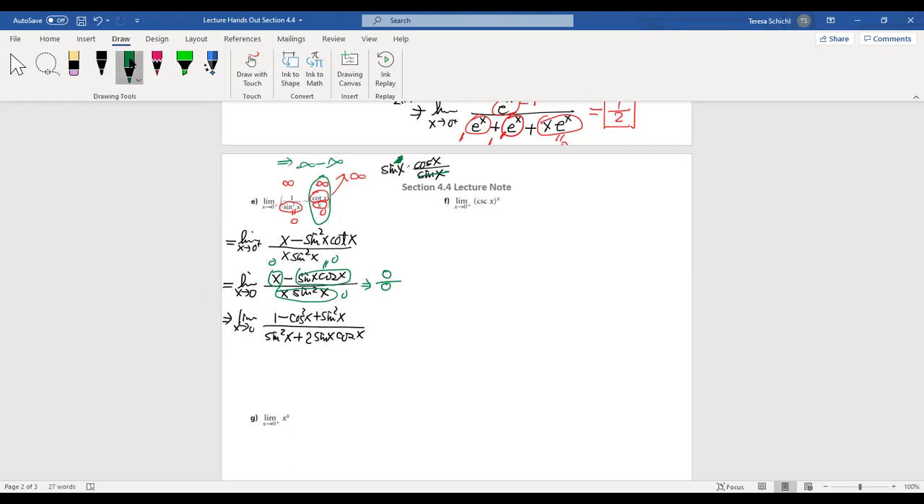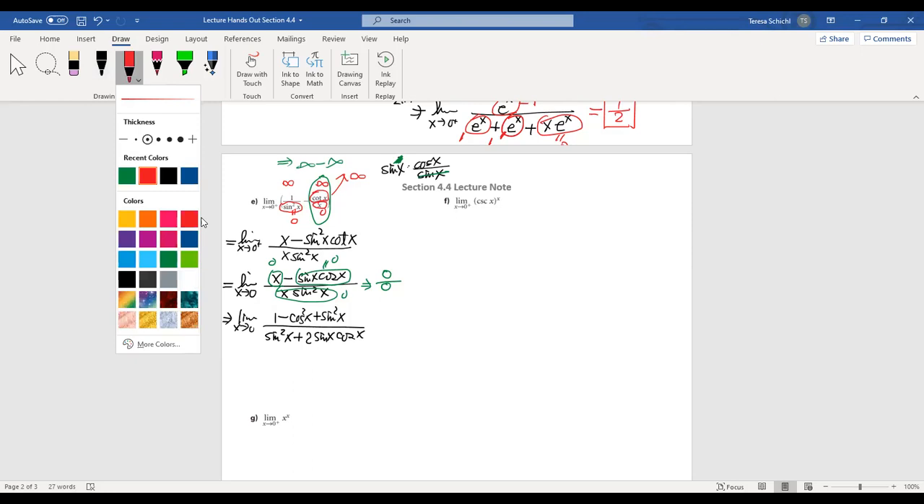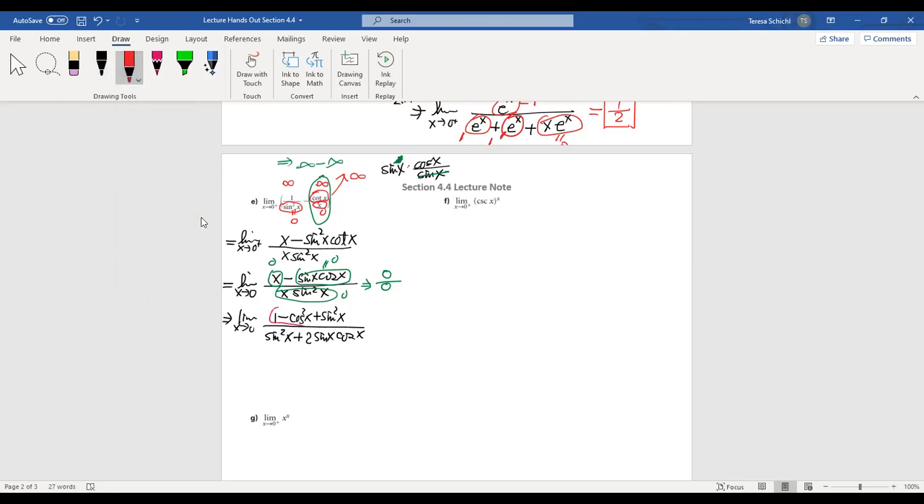So the top here, 1 minus cosine squared, we use a trig identity, right? So what is this? This is sine squared, right? Because of the Pythagorean identity for trig functions: sine squared plus cosine squared is equal to 1. So 1 minus cosine squared equals sine squared. So this one gives you 2 sine squared x.